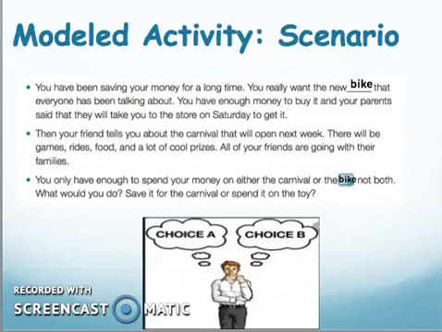So let's look at a scenario together and think about what we would do. Let's say you've been saving your money for a long time. You really want the new bike that everyone has been talking about. You have enough money to buy it, and your parents said that they will take you to the store on Saturday to get it.